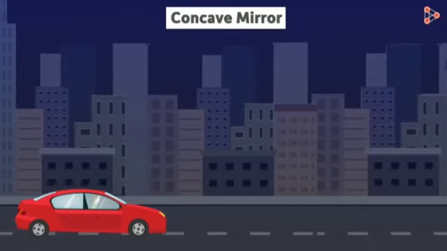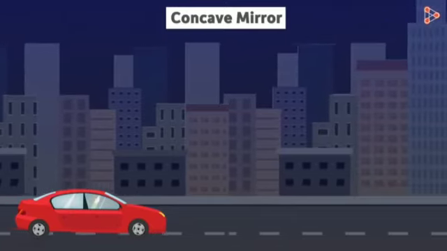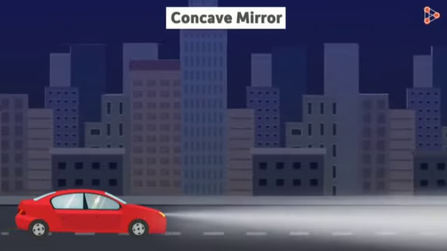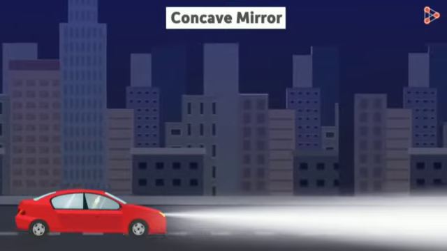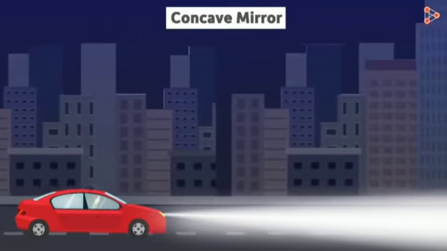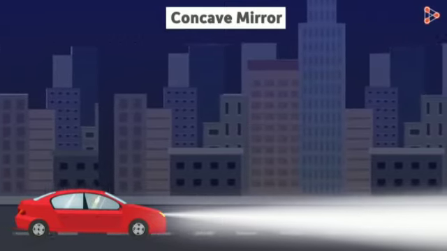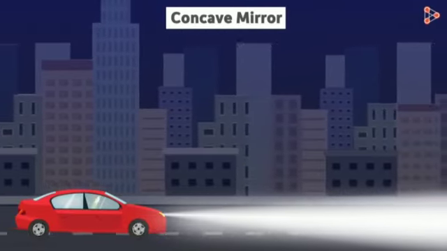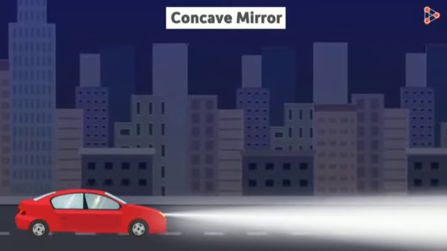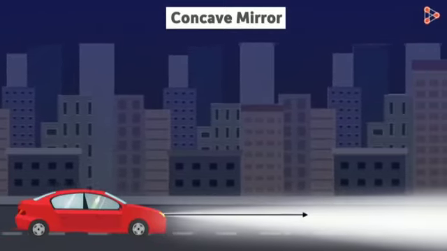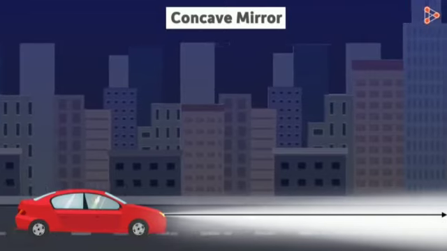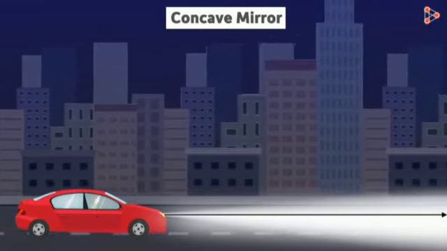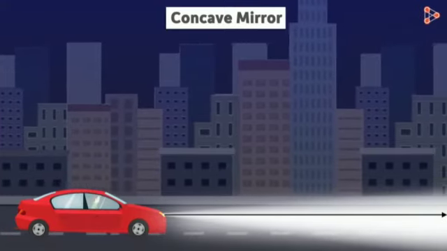Now another application: concave mirrors are used in the headlights of vehicles. Headlights help us to see things in front of the vehicle in the dark, isn't it? We are able to see the vehicles in front of our car for a large distance also. How is it possible? Yes, let us quickly reveal that.